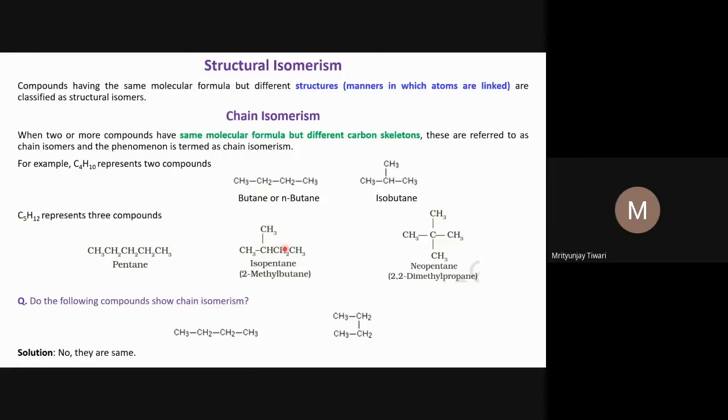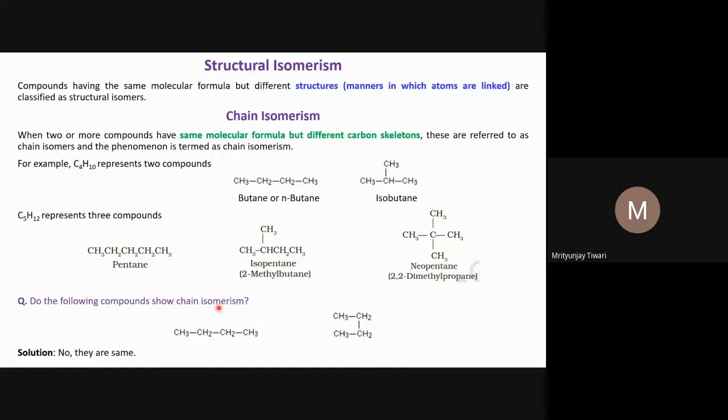Similarly, you can see different examples of chain isomerism. So what is chain isomerism? The carbon skeleton is different, and carbon skeleton being different means the number of carbon atoms in the longest chain is different. You can see they are different in these two compounds, and also different in these three compounds. But the molecular formula of all these three compounds is the same, C5H12, and the molecular formula of these two compounds is also the same, C4H10.